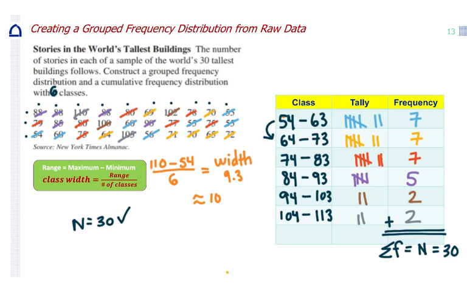Now the data is more organized. It has 6 classes like they told us to have, and there are no gaps, and the class width is the same for each. So there we go.